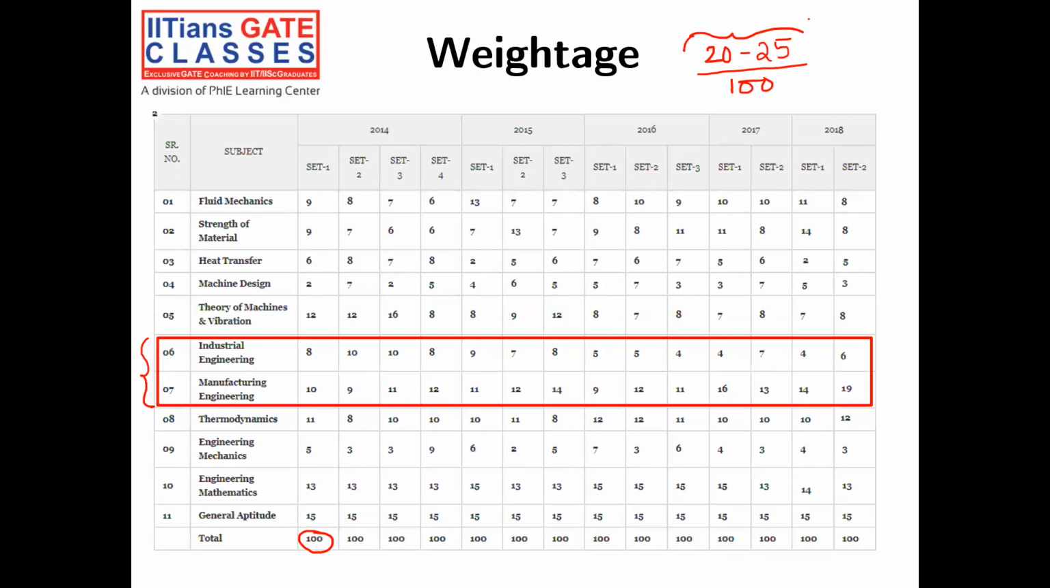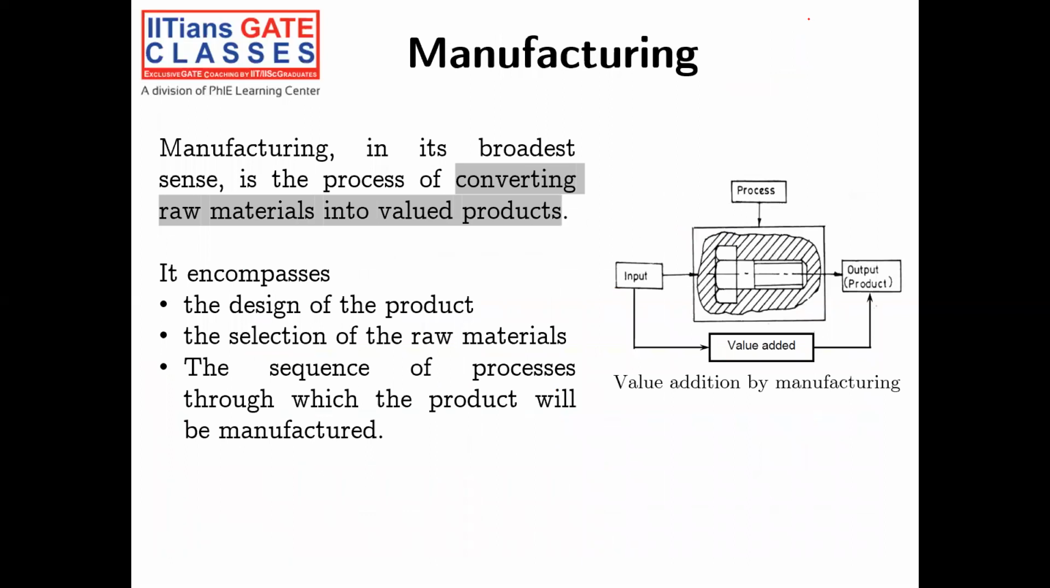Okay, fine. So moving on, let's define manufacturing. Manufacturing in the broadest sense is the process of converting raw material into valued products. Okay, so you can see here, converting raw material into valued products. So let's see how these manufacturing processes are utilized for converting raw material into valued products.